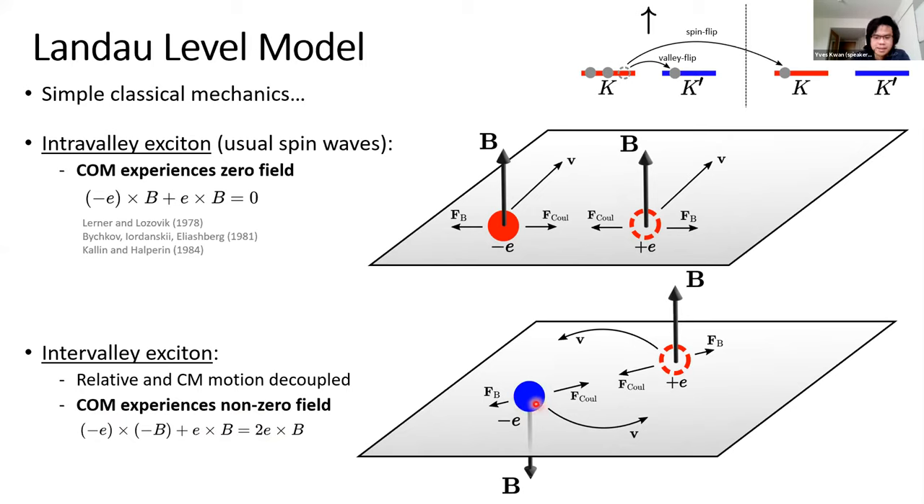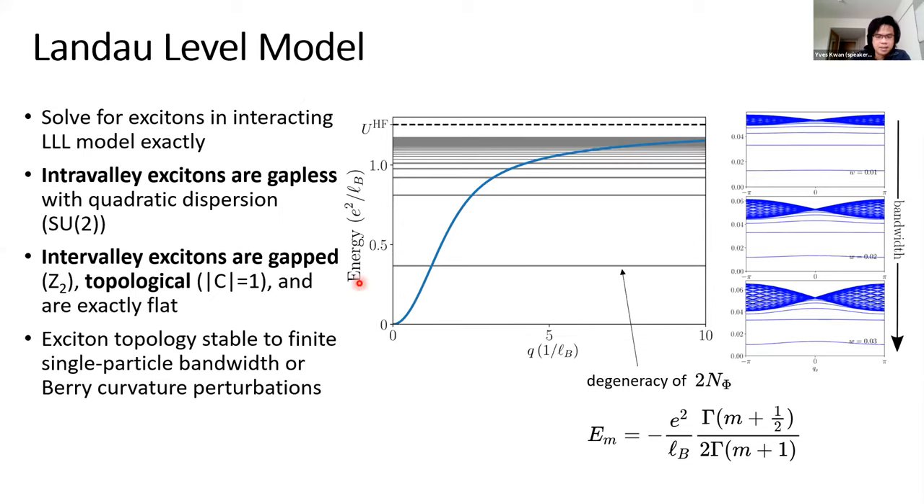It's now also lambda quantized by the external coupling to the field. And this is reflected in the exact spectrum of the excitons. So here we've calculated exactly the exciton spectra in the interacting lambda level model. First of all, we have this blue curve, which is the intravalley exciton, i.e. just a spin wave. As you can see, it's gapless, it's dispersing, and it has a quadratic dispersion. The fact that it's gapless is just the fact that this is the Goldstone mode for the broken SU(2) symmetry, so that's good. On the other hand, the intervalley excitons are gapped.